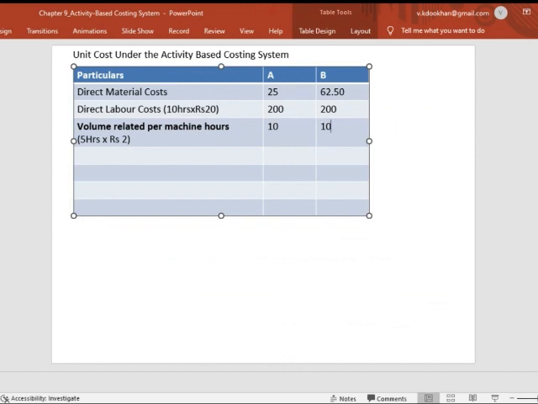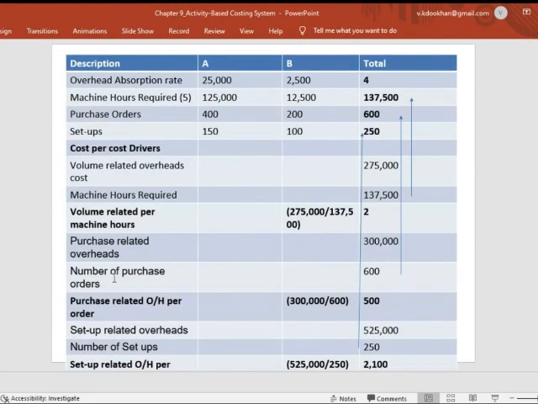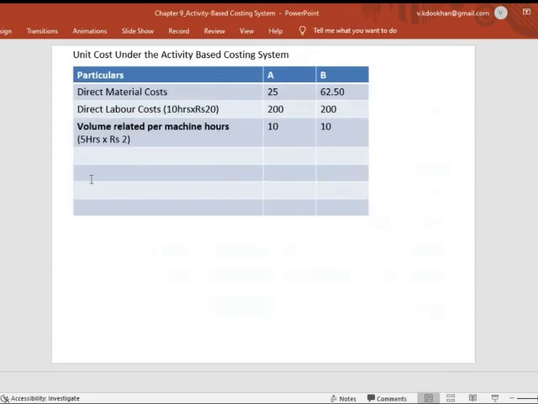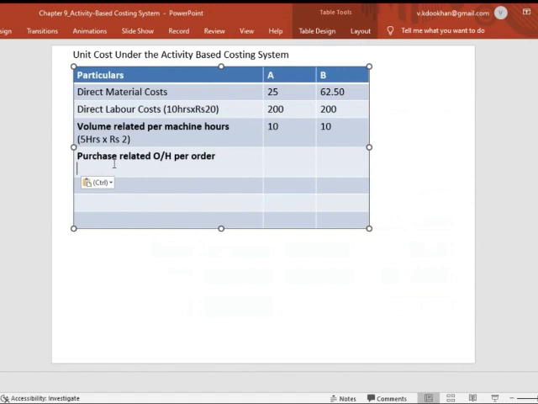Then we have the second one, the purchases. The purchase related overhead is based on product. For product A it will be different, and for product B it will be different. It is based on purchase related, it is based on orders.